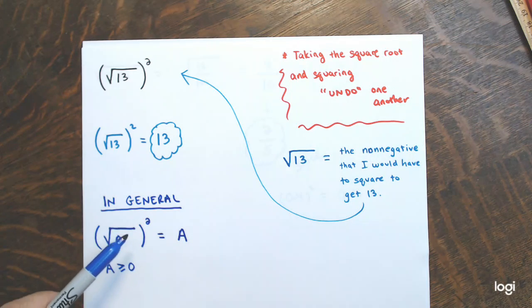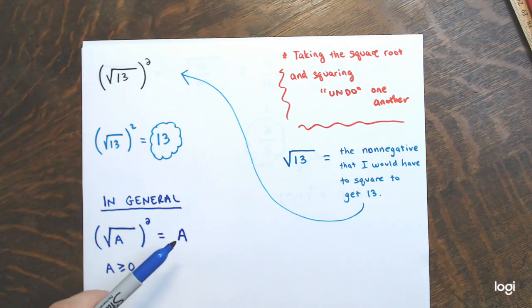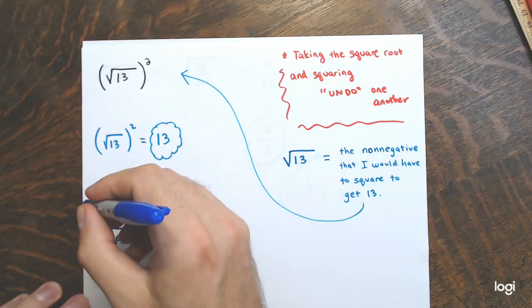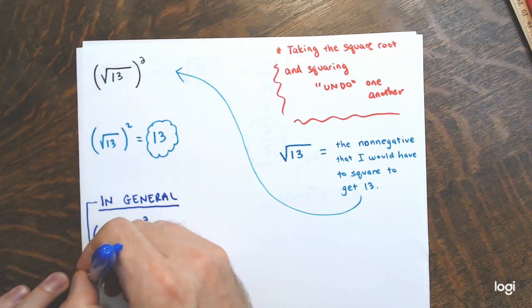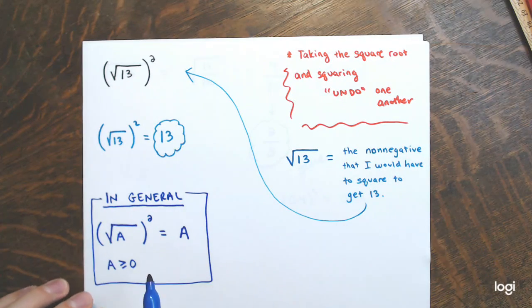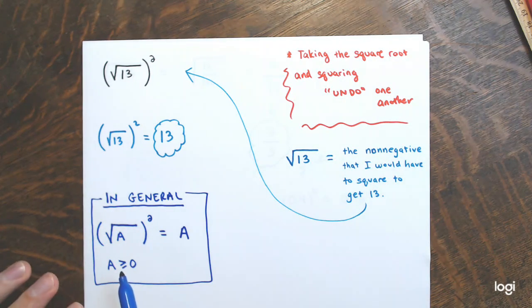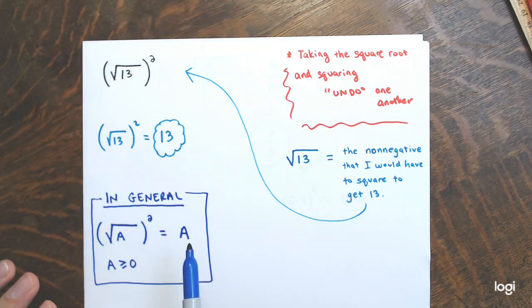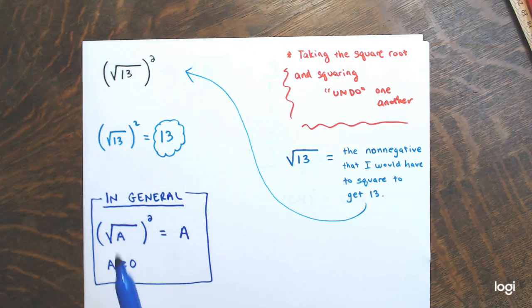So what am I doing? I'm raising it to the second power, so I should get a back. Okay, so let's keep that in mind. Again, this is only for non-negative numbers, right? A here and a here. It's numbers that are not negative.